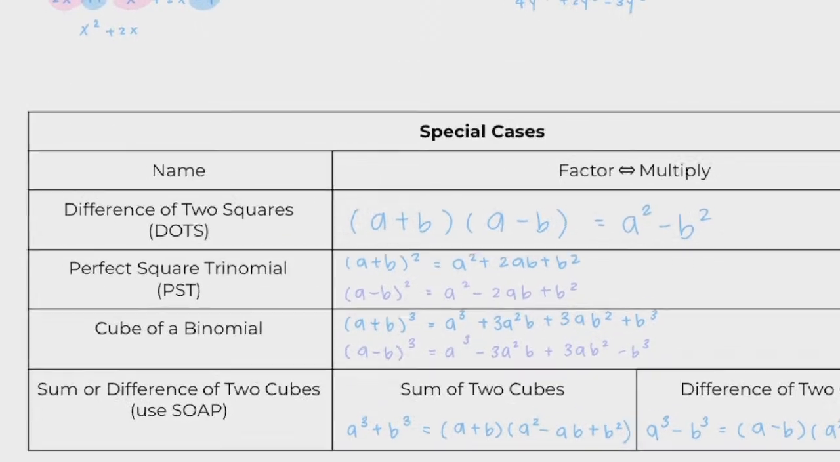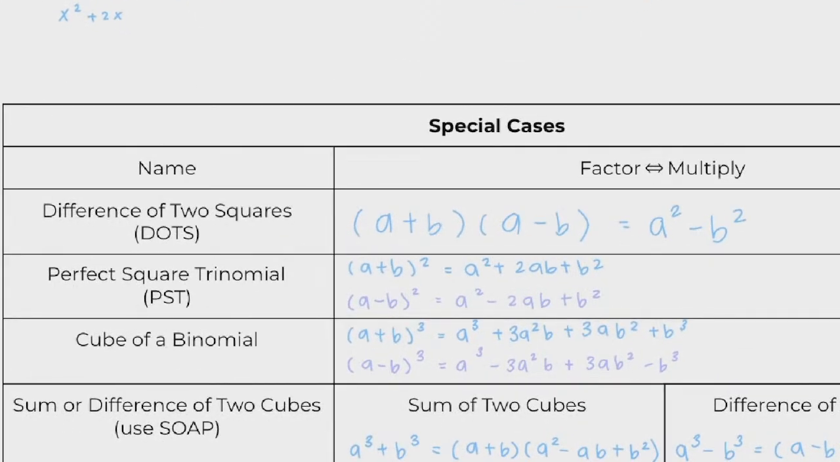Okay, here are the special cases for factoring and multiplying. The first one is difference of two squares. So a plus b times a minus b is going to equal a squared minus b squared. For perfect square trinomials, there are two different equations depending on the sign in the middle. So if it's a plus b squared, this will multiply to a squared plus 2ab plus b squared. And if it's a minus, then it's going to be a squared minus 2ab plus b squared.